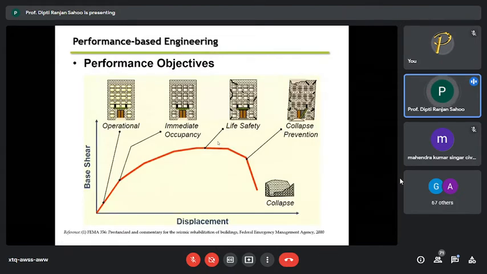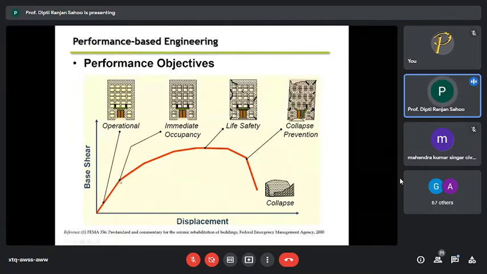Now, just to give an idea in terms of the building, when I say fully operational, that means none of the things are damaged. Probably anything between from here to here. If you draw the force deformation diagram, the first part is linear and then the non-linearity starts. So anything below this I can say is elastic, so it is operational.